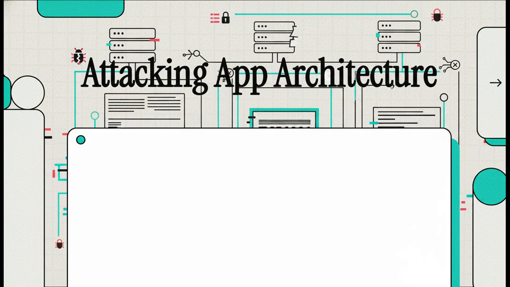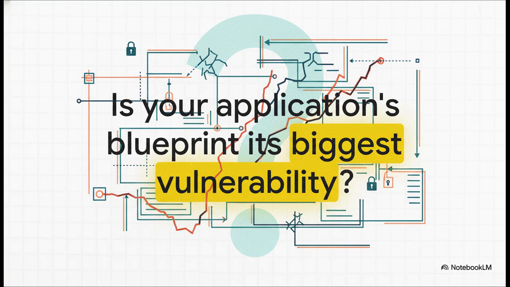In this chapter, we're going to explore how the fundamental design of a web application, its architecture, can actually be its greatest weakness. We often focus on hunting down individual bugs in the code, but sometimes the most devastating vulnerabilities are hiding in plain sight, right in the very blueprint of the system. So we're going to step back from those individual coding mistakes and look at the bigger picture.